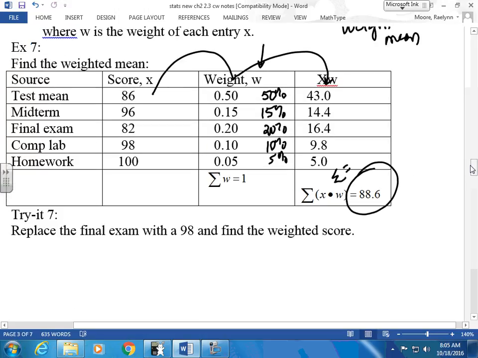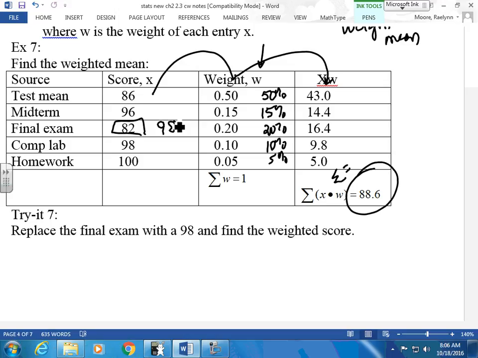Now, the only other problem, let's have you try one. All right, so now, let's try this. We're going to replace your final exam, this guy, with a 98. Now, what would I do to get your weighted score? If I replace that 82 with a 98, what should I do to get your new weighted score? Do we do all my columns? Just the one. Because this is based on a percent, kind of like your circle graph. This part's not changing. This part stays the same.